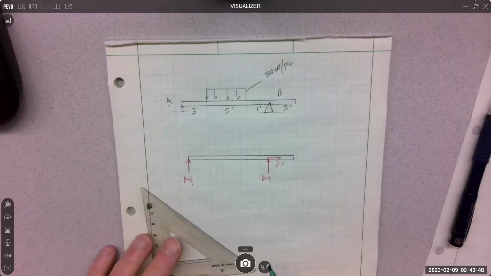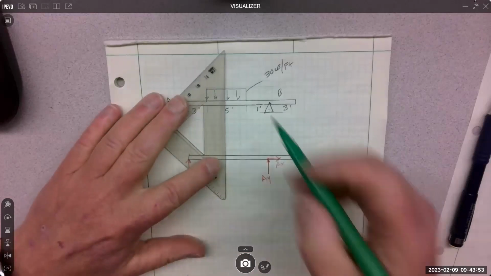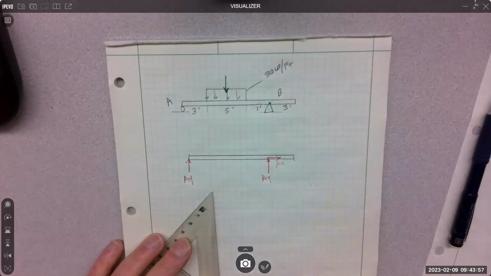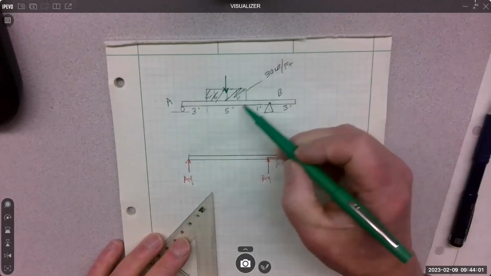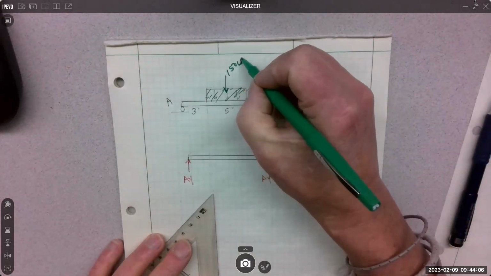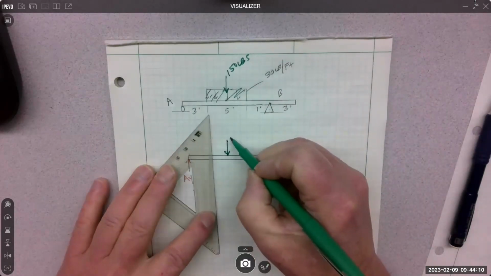The next step is if you have any distributed loads, you concentrate them. So we know how to do that now. It's going to be a concentrated load there, and it's going to be 30 times, because I need the area of this, right? 30 times 5. Is that 150? So in my free body diagram, all I put in is the 150.